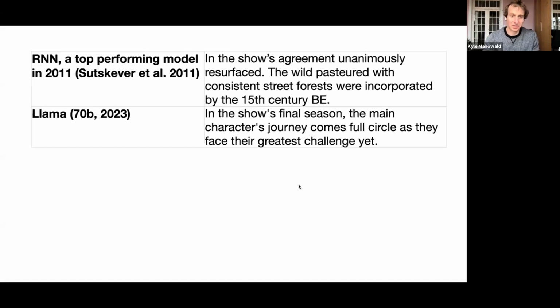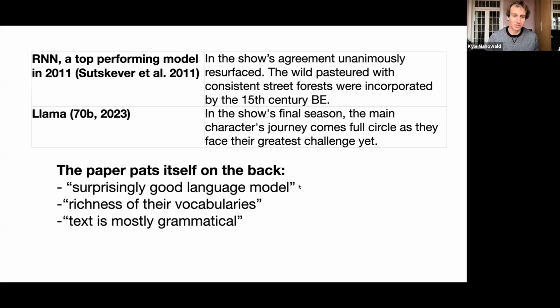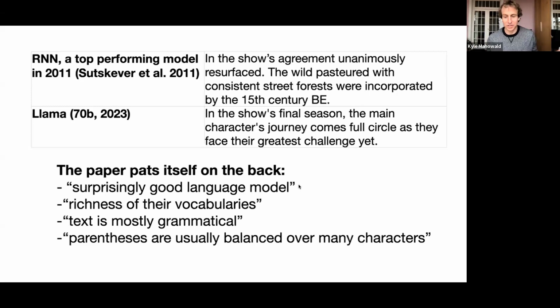One of these papers releasing this model patted itself on the back as a surprisingly good language model, praised the richness of the vocabulary, said the text is mostly grammatical. The parentheses are usually balanced over many characters, and you may see where I'm going with this. This is in the 2011 Sutskever et al. paper, praising itself for how great it's doing as a language model, when really, in hindsight, we've come a very long way from that point, right? And you can basically, this is from Llama, but for any modern language model, you can generate lots and lots of sentences which will basically be grammatical.